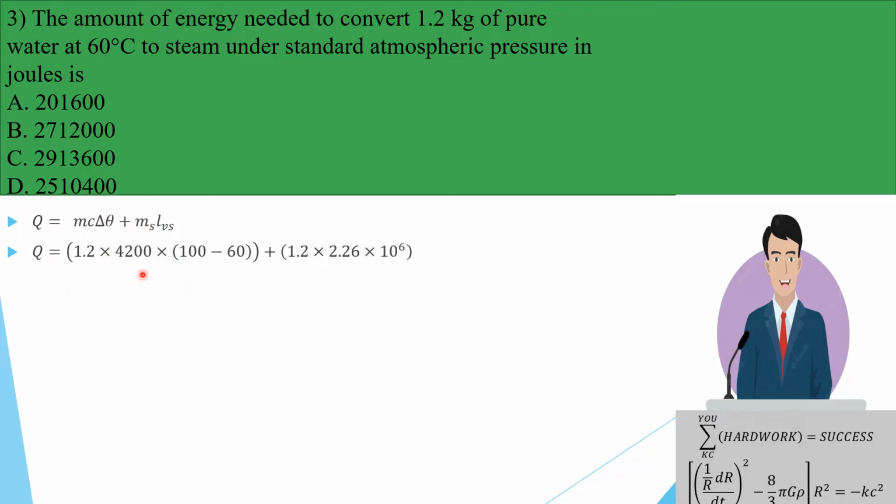So you just basically substitute m c Δθ, and then m L_v. So the latent heat of vaporization of steam is basically 2.26 times 10 to the power 6 joule per kilogram. So you put in all of that, you have your answer as this. So our answer is C. That was easy peasy, lemon squeezy.